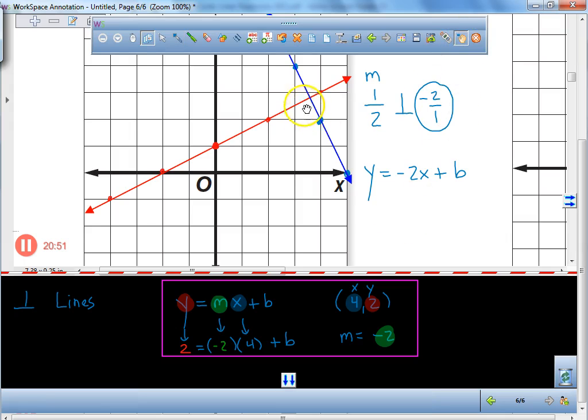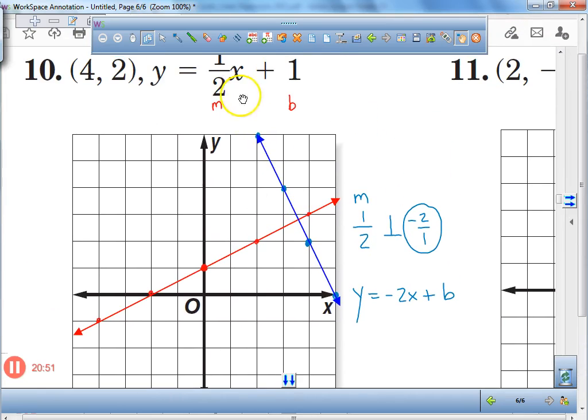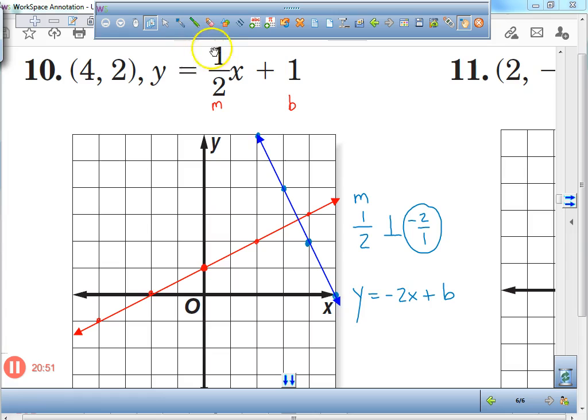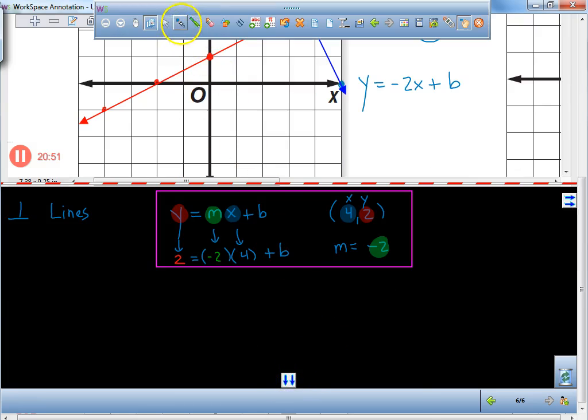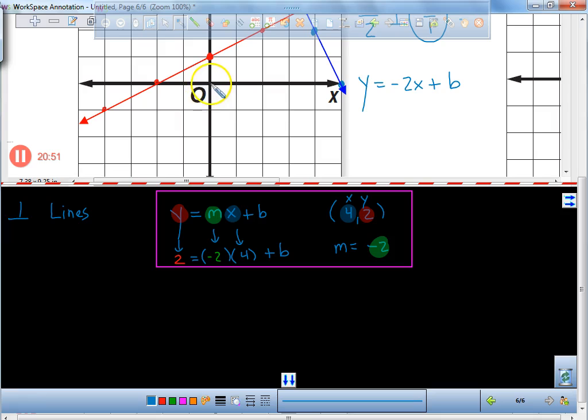Why am I not doing it graphically? Because you guys see I have to keep doing what? Up 2 over 1, up 2. It puts me way, way, way up there. I could do it graphically if I had a bigger piece of graph paper. This is called the origin. That lets you know that that's the origin. We always graph from the origin, (0, 0).